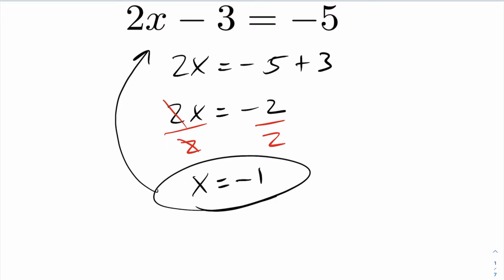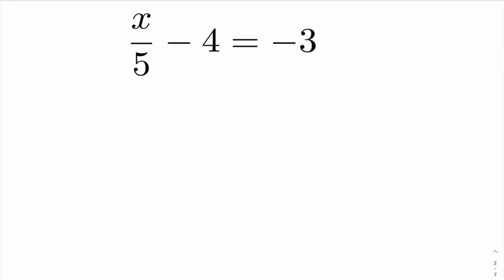Let's take a look at another example. In the next example, same idea. We want to get rid of the 5 and the minus 4. Again, the same rule applies. You want to get rid of the minus 4 first because that 5 is connected to our variable. So to move that minus 4, we're going to have to add 4 to both sides of the equation.